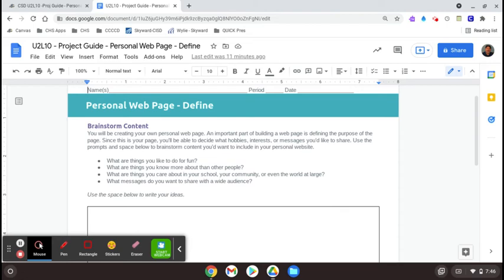Also, it says we'll be creating our own web page. And an important part of building a web page is defining the purpose of the page. Since this is your page, you'll be able to decide what hobbies, interests, or messages you'd like to share. Use the prompt and the space below to brainstorm content you'd want to include in your personal website.